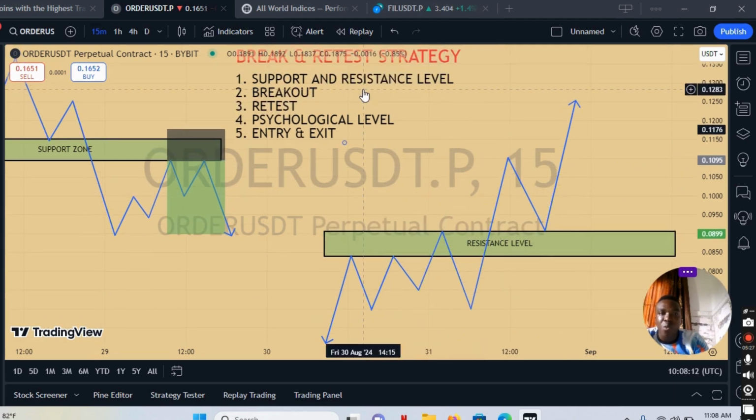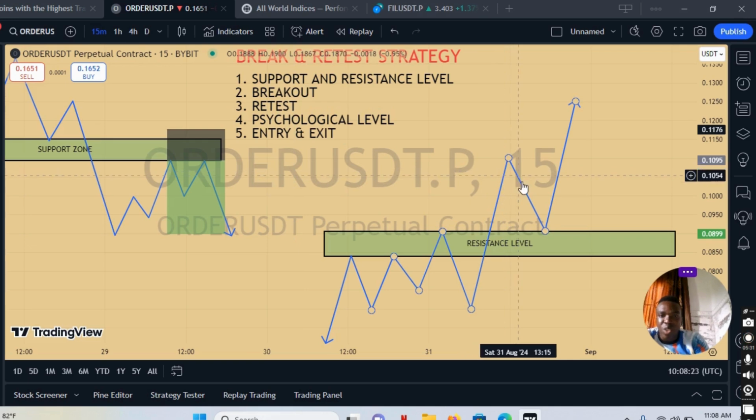That means, number one, this is a resistance level. Here is our breakout. This zone is our breakout. Now a retest: price is coming back to retest this zone.